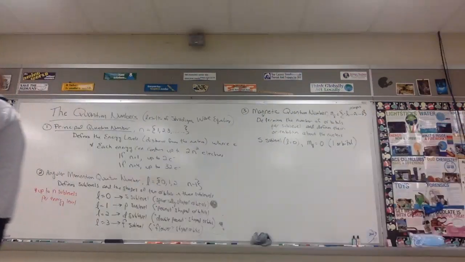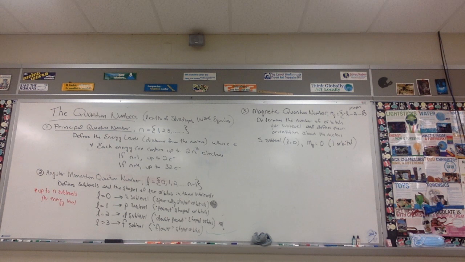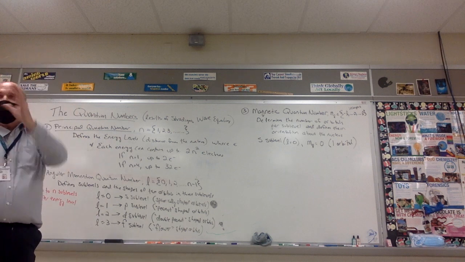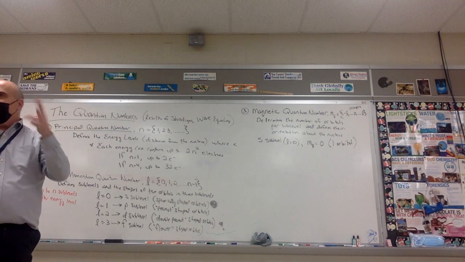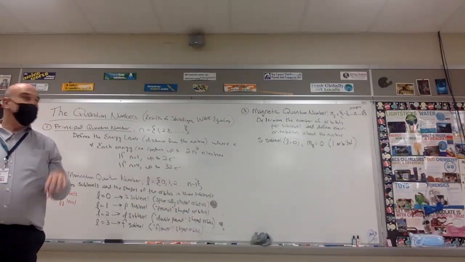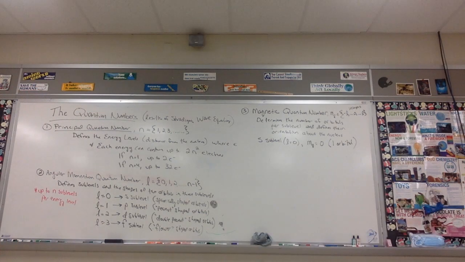This makes sense because what shape did we say S orbitals are? Spherical. If I turn a sphere, does it look any different? It only has one orientation. I can turn a sphere any way I want to and it still looks the same. Like a basketball, if I'm holding a basketball and I turn it around, it still looks the same. So in any S sublevel, you can only have one orbital.